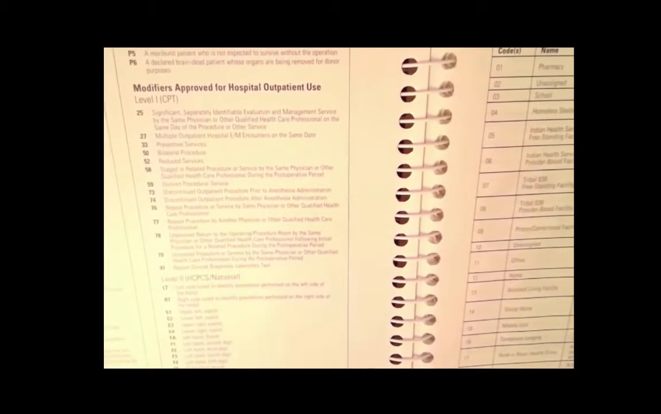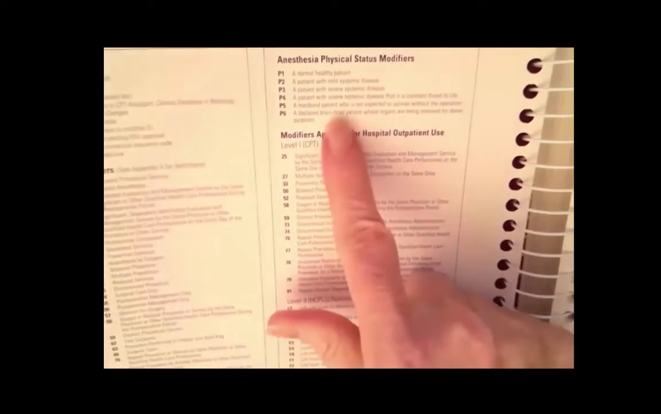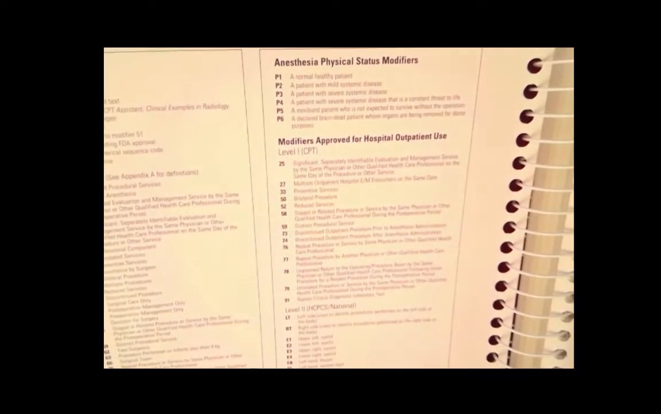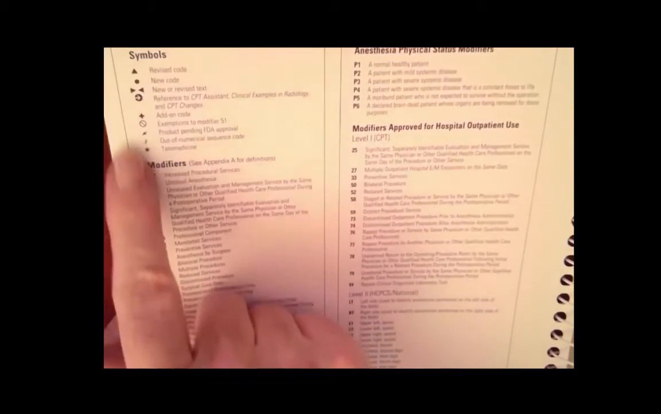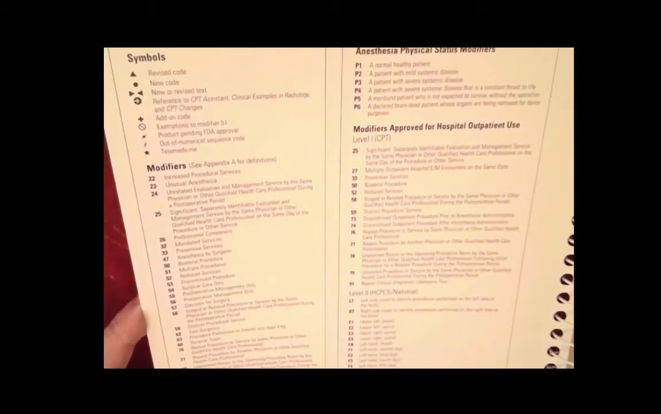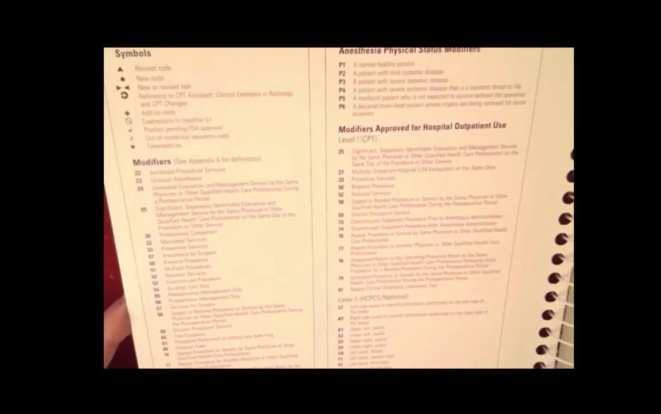On the inside cover, this is the outside cover, the inside cover, you see here all these modifiers, and we will be talking about these a lot, especially these and these a lot this semester. And here's the symbols for interpreting what they mean. And these are also reproduced at the bottom of the pages in CPT, in case you forget.